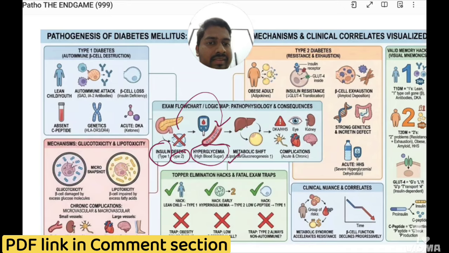Three main complications: retinopathy, nephropathy, and neuropathy. Other complications are acute complications like DKA, or HHS, the hyperglycemic hyperosmolar state. Once that comes into the picture, other complications can also occur, like DKA with cerebral edema. There can be increased risk for atherosclerosis and all that. Those are some late complications.